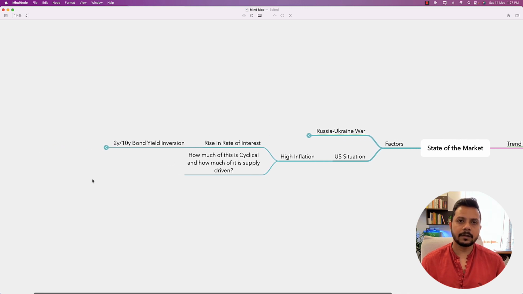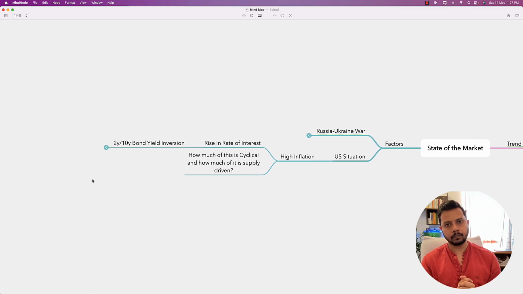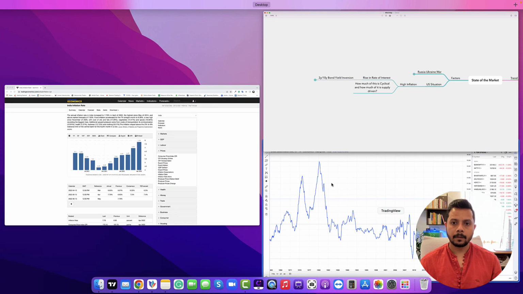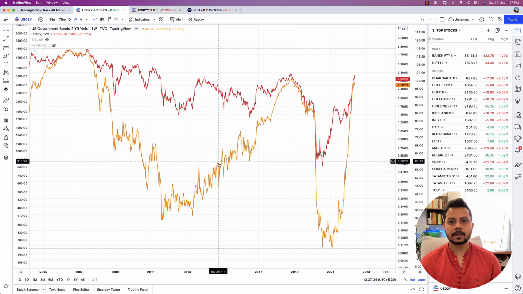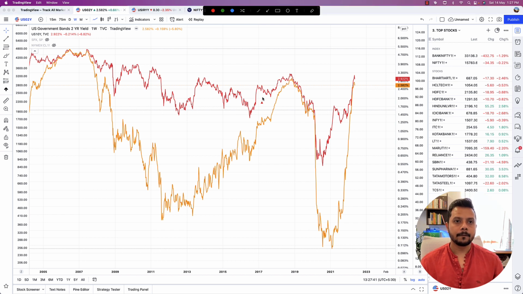As you increase the rate of interest, the bond yields will change and the spreads will reduce. The rate of interest will have a direct impact on the bond price. Let's take a look at the most favored spread, the 2-year US bond yield and the 10-year bond yield. On this particular chart, we are looking at the orange line, which is the 2-year yield curve, and this is the 10-year yield curve.